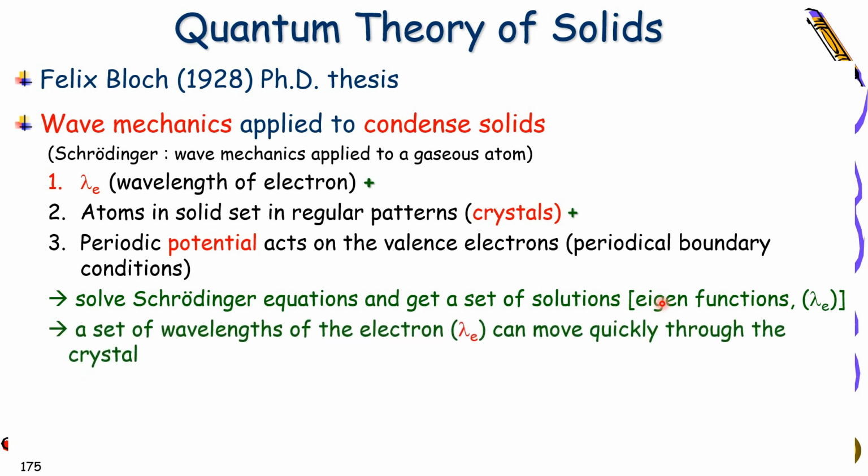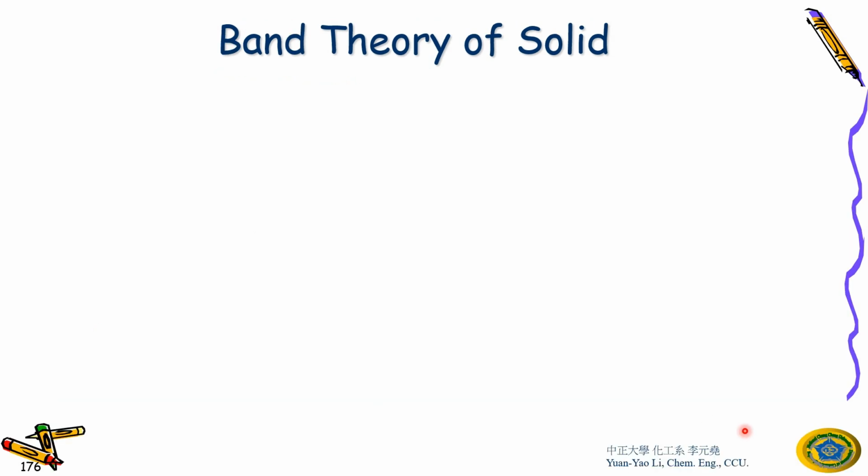So that's why you get a set of wavelengths of the electrons. Okay, and then it can be moved quickly through the crystal. Right, and when we talk about this quantum theory of the solid, we realize this electron has a free energy, and this free energy can be regarded as electronic conductivity. That's why metal bonding starts from the electrical conductivity.